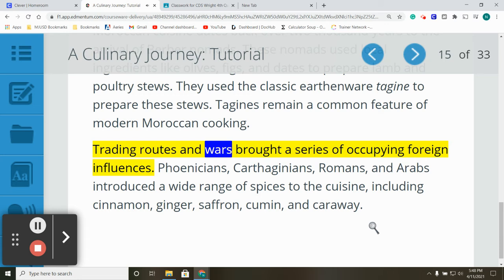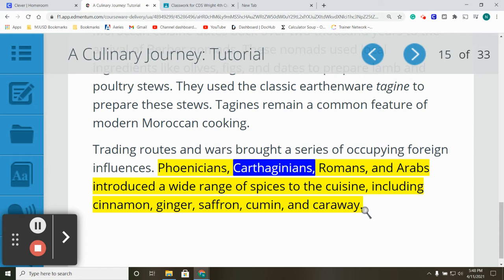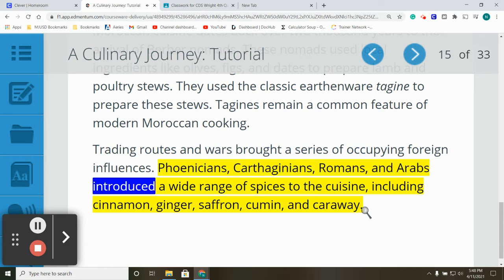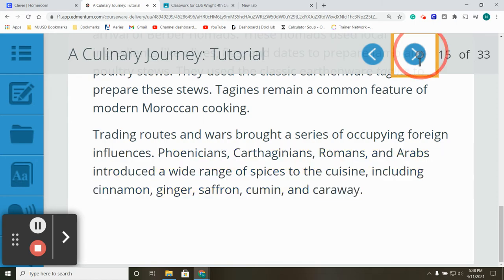Trading routes and wars brought a series of occupying foreign influences. Phoenicians, Carthaginians, Romans, and Arabs introduced a wide range of spices to the cuisine, including cinnamon, ginger, saffron, cumin, and caraway.